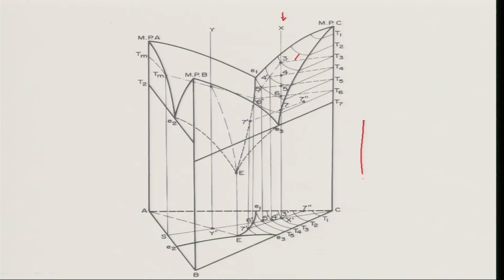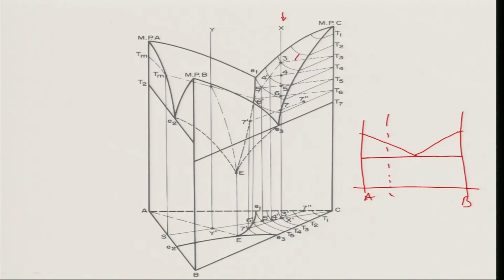Remember that binary, let me just tell you, binary is easy. I am just drawing the simplest possible binary phase diagram between A and B. And if I take an alloy composition X, what will happen? Nothing will happen. This is liquid, this is A plus L, this is B plus L, right. What will happen?